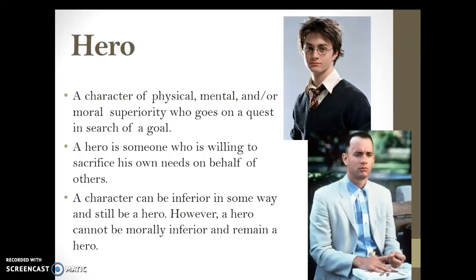This is a character of physical, mental, and/or moral superiority who goes on a quest in search of a goal. They have to be someone willing to sacrifice their own needs on behalf of others. A character can be inferior in some way and still be considered a hero, like Forrest Gump, who has a mental handicap. However, a hero cannot be morally inferior and remain a hero.